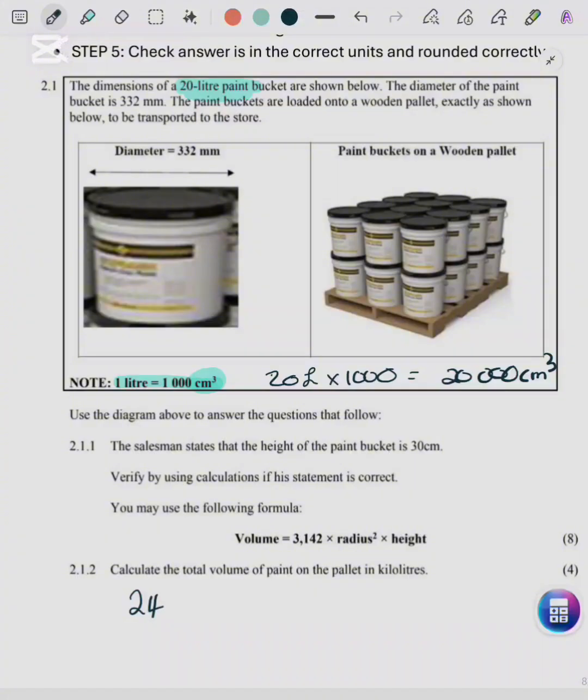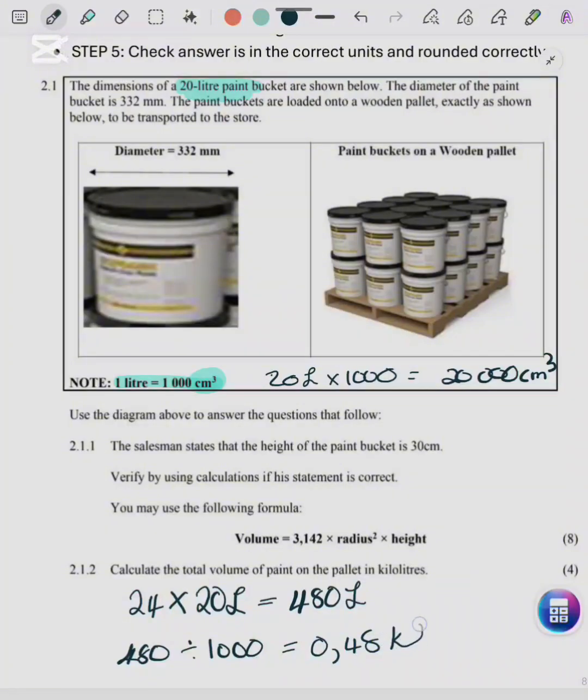We know each paint bucket is 20 liters, so we're just going to go 24 times 20 liters, and that will give us 480 liters. And they do want it in kiloliters, not liters, so we need to convert, and we can go 480 divided by 1,000, because there's 1,000 liters in a kiloliter. Kilo always means 1,000. And I get to 0.48 kiloliters.